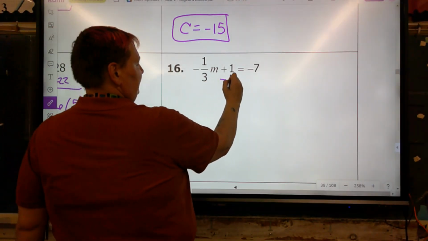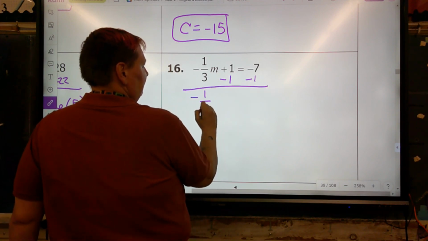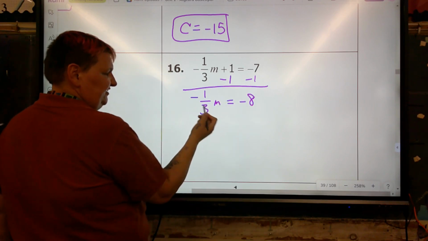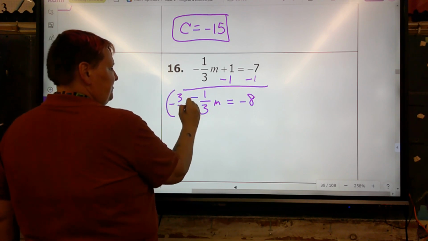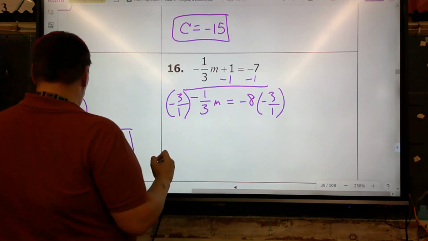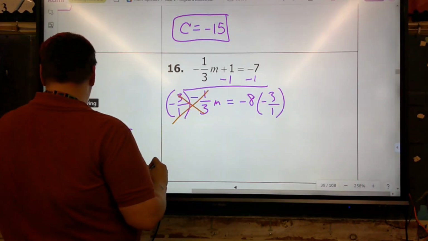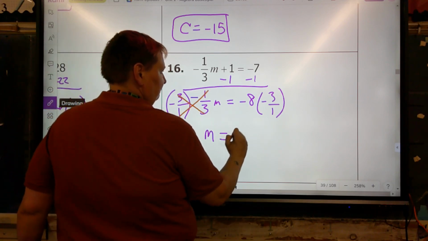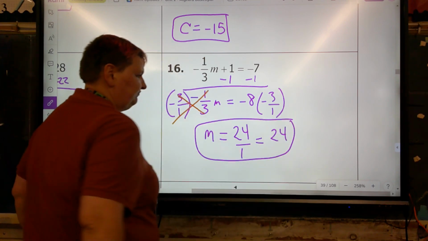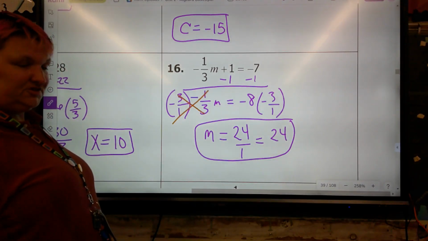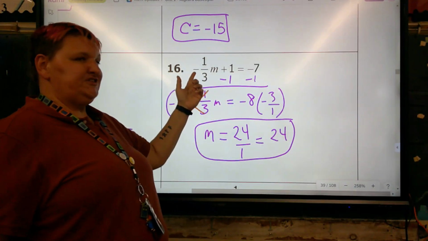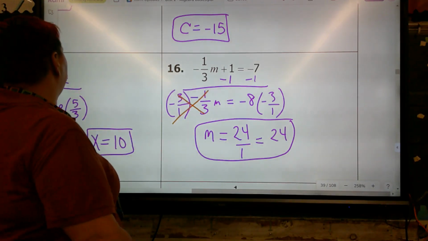Get rid of the constant. Then get rid of the coefficient, in this case a negative fraction. So we're going to flip and multiply. Right? So just follow the steps. Get rid of the constant, then the coefficient. And remember, if the coefficient is a fraction, just flip and multiply.